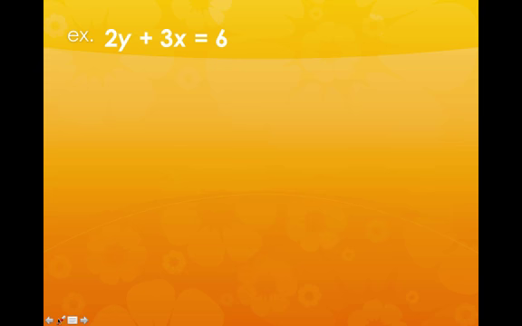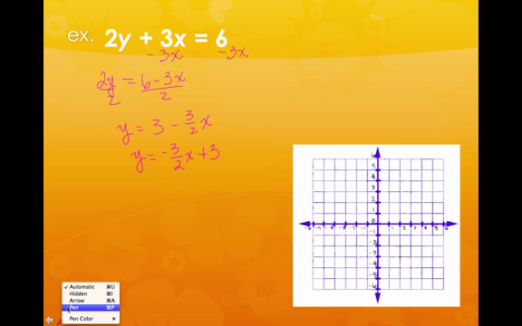2y plus 3x equals 6. Pause the slide, see if you can do this on your own. And I'm going to graph my y-intercept of 3 and my slope, a rise of negative 3 and a run of 2, or going the other direction. Okay.